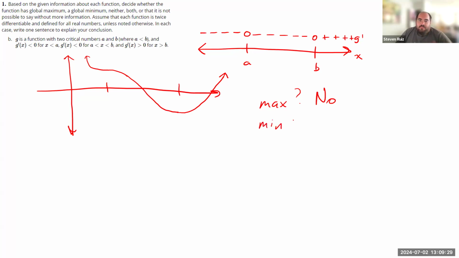What about a global minimum? Well, if we know that as we go far left and far right, I'm going to be achieving higher and higher values, and I know that at some point, specifically at x equals b, that has to be the lowest place my function can achieve. I have to have a global minimum, and it has to take place at x equals b.